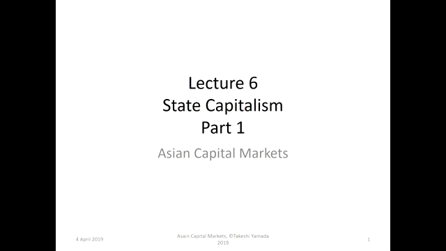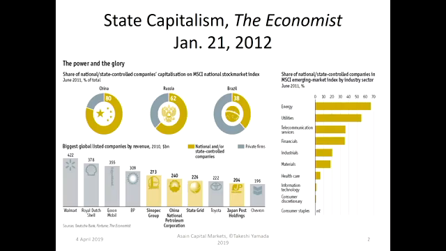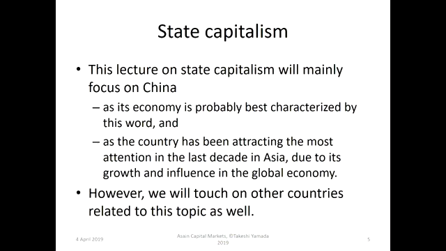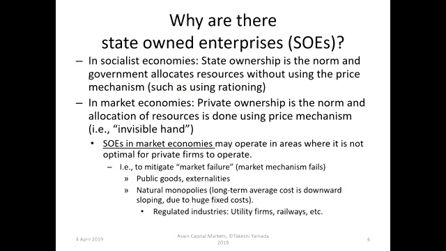Okay, so this week we are talking about state capitalism, which is basically about state-owned enterprise. And of course, we've been saying that state-owned enterprise exists in socialist economies as well as market economies. So why are there state-owned enterprises? We discussed this on Tuesday, that in socialist economies, state ownership is the norm.